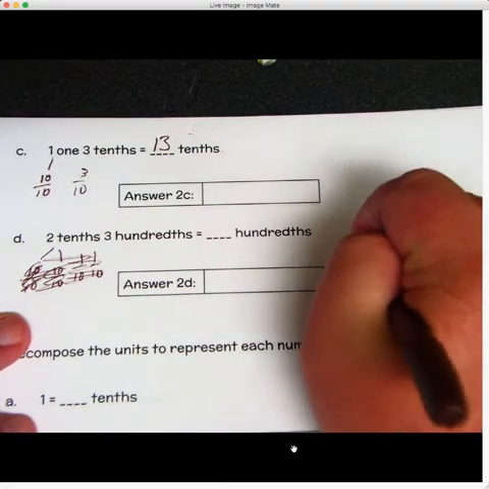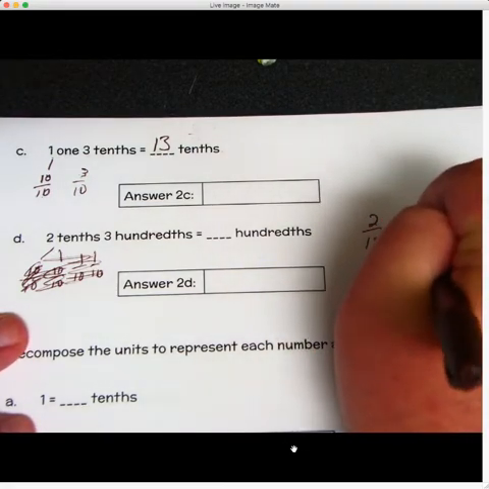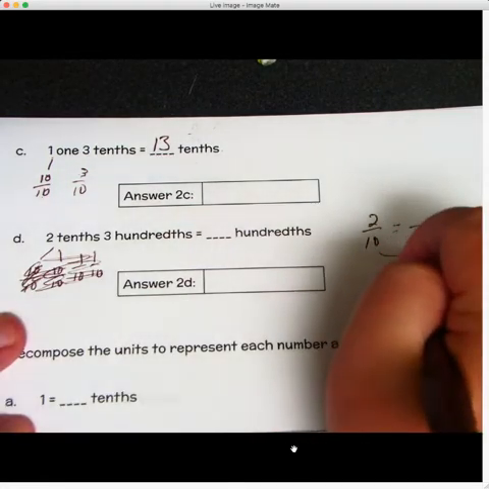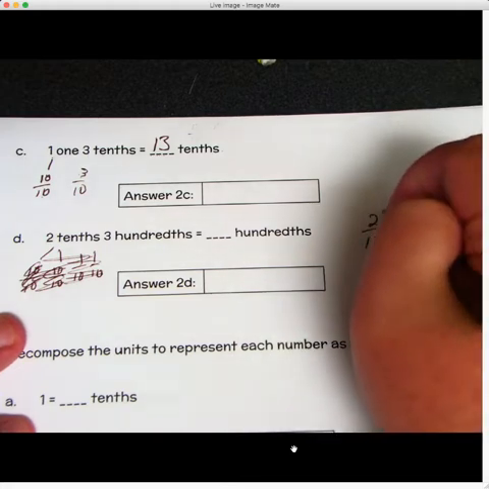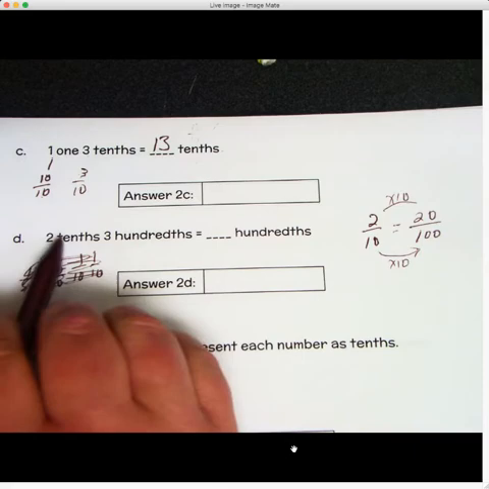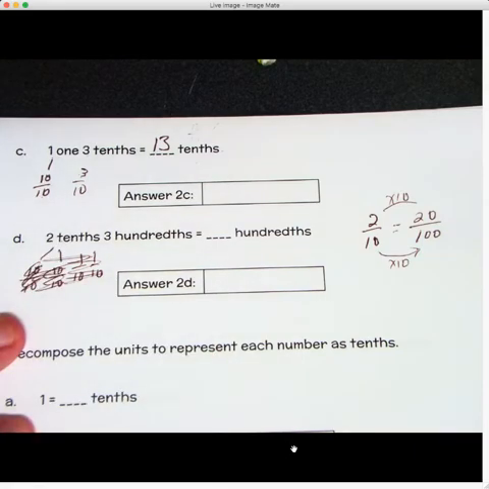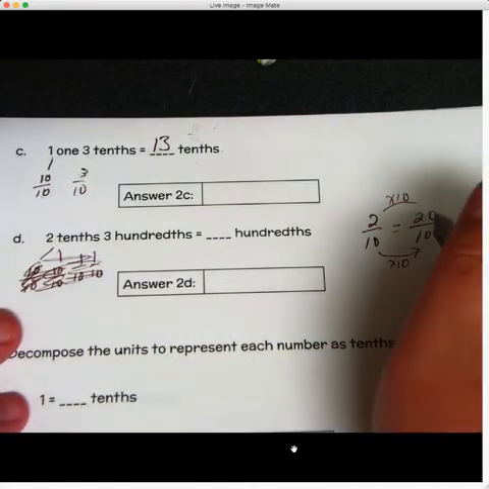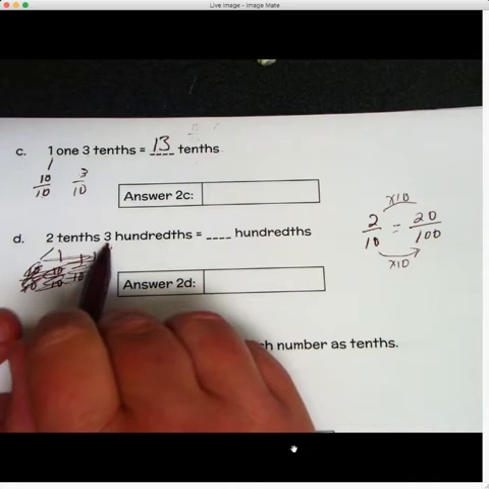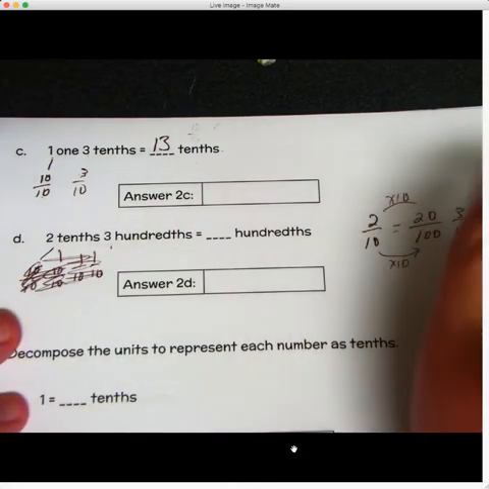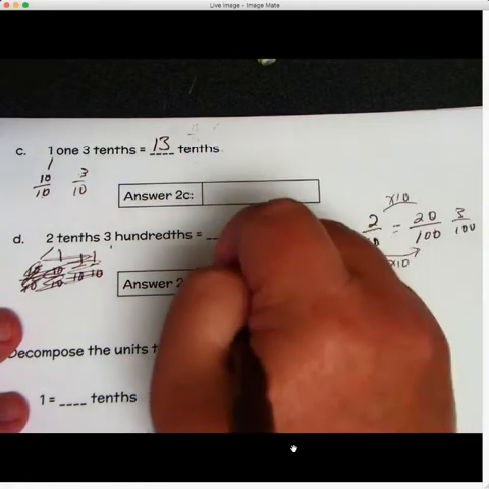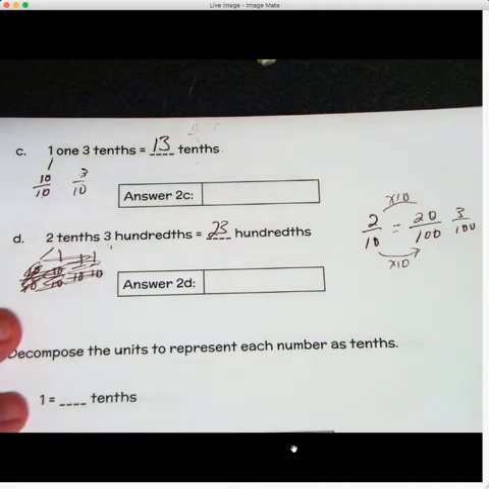I have 2/10, and I want to know how many hundredths that makes. So we've got to do this converting. 10 times 10 is 100. 2 times 10 is 20. So 2/10, hey, we just figured that out a minute ago, didn't we? 2/10 is 20 hundredths. So if I have 20 hundredths and then I have 3 hundredths more, what's 20 plus 3? Altogether, I have 23 hundredths.